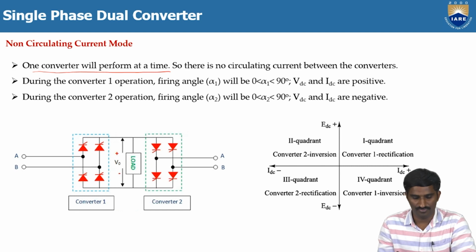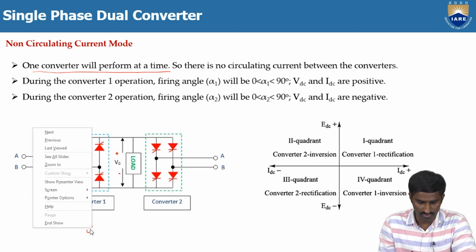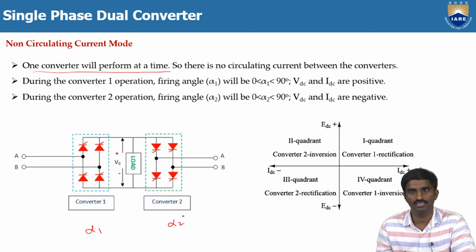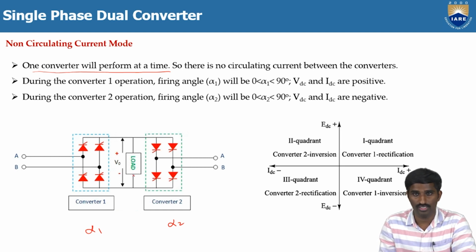Here I have clearly mentioned, as we discussed just now, that one of the main advantages of this dual converter is that it can operate in 4 quadrants. Let us consider alpha 1 as the firing angle of the first converter, and alpha 2 as the firing angle of the second converter, because we should not take the firing angle for the first and second converter as the same.